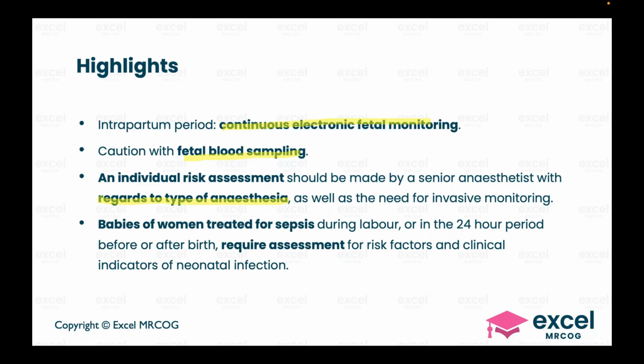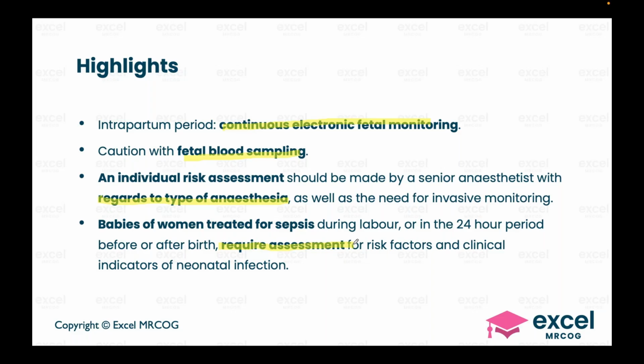Babies of women treated for sepsis during labor or in the 24-hour period before or after birth require assessment. Now, regarding antibiotics for the baby, if the mother has group A streptococcal infection, the baby would always require antibiotics, but otherwise you need to assess and look for any clinical indicators of neonatal infection, and accordingly the baby has to be started on antibiotics, right?